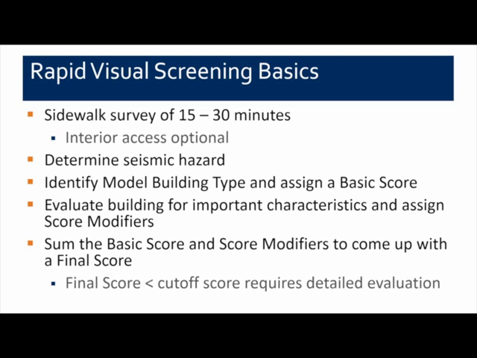The next thing would be to look for those vulnerabilities or the important characteristics that might affect its performance, and those provide a score modifier. You add up the basic score and the score modifiers. Score modifiers are usually negative numbers to subtract, indicating vulnerabilities, and you come up with a final score for the building. And if your building score is less than a predefined cutoff score, the building then needs to have a more detailed evaluation. A higher score indicates that no additional evaluation is needed.